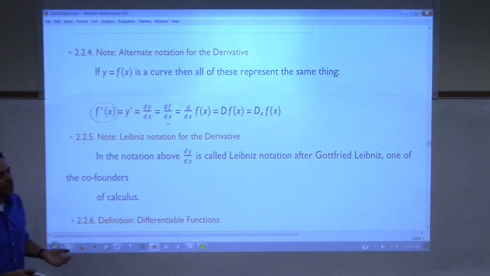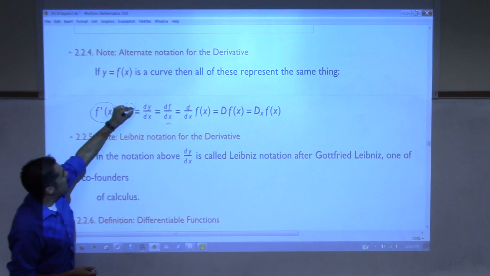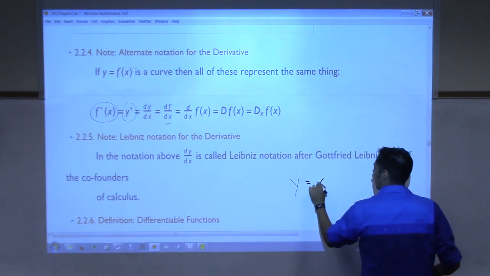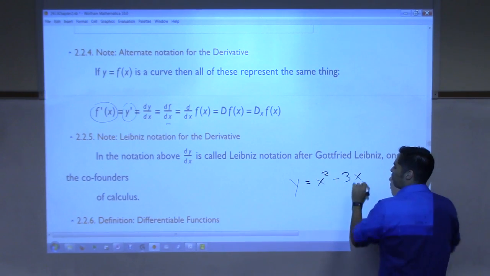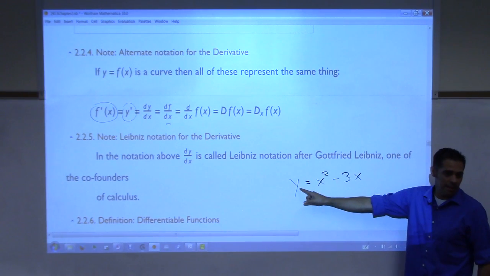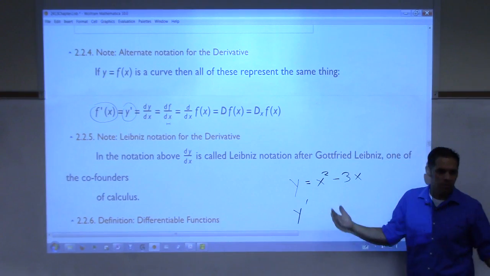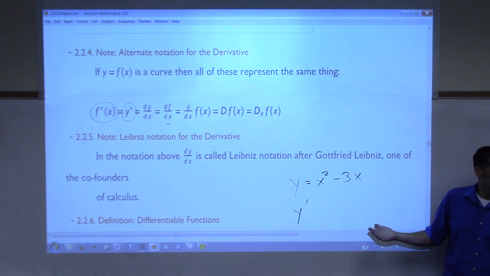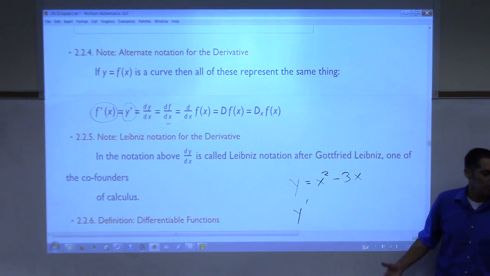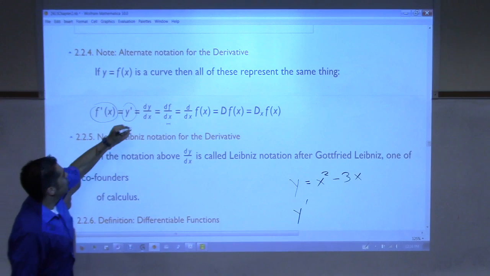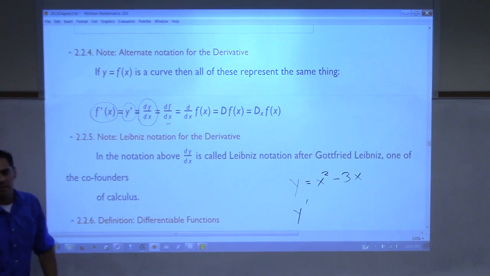But there's another notation. You could just say y prime. So if someone gives you the function like y equals x squared minus 3x, there's the problem on the quiz, but write y instead of f of x. Then if you want to know the derivative, you can just write y prime. And everyone understands, hey, take the derivative. So do the limit. Prime means derivative. And Leibniz would have written this instead.